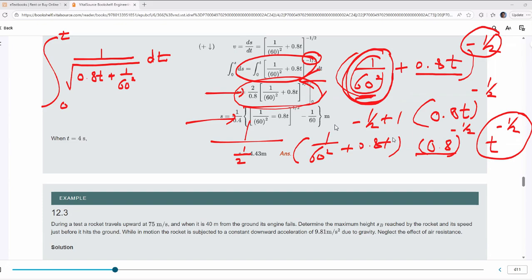Would you use substitution for this one? Yes, that's right. So how do we substitute then? You tell me. Yes, that is the answer. Substitution. Go ahead. Just let 0.8t plus 1 over 60 squared be u. Yes, very good. Make it simple.